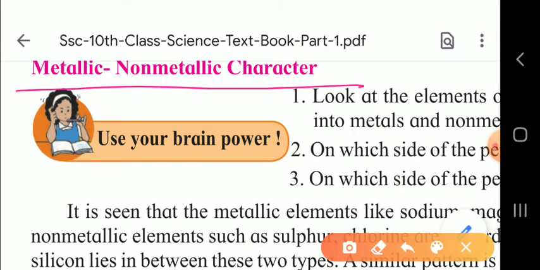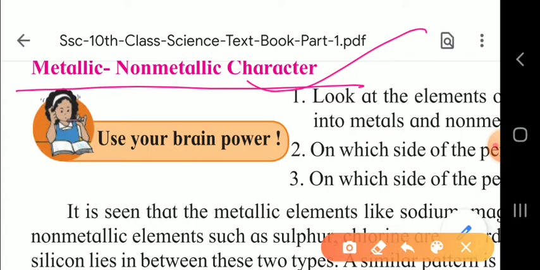So now we are starting this topic. Children, we can see that metallic elements like sodium and magnesium are toward the left side. Mostly the elements which bear the metallic character are toward the left side, and those which are non-metallic, like sulfur, chlorine, etc., are toward the right side, and metalloids are just at the zigzag line.